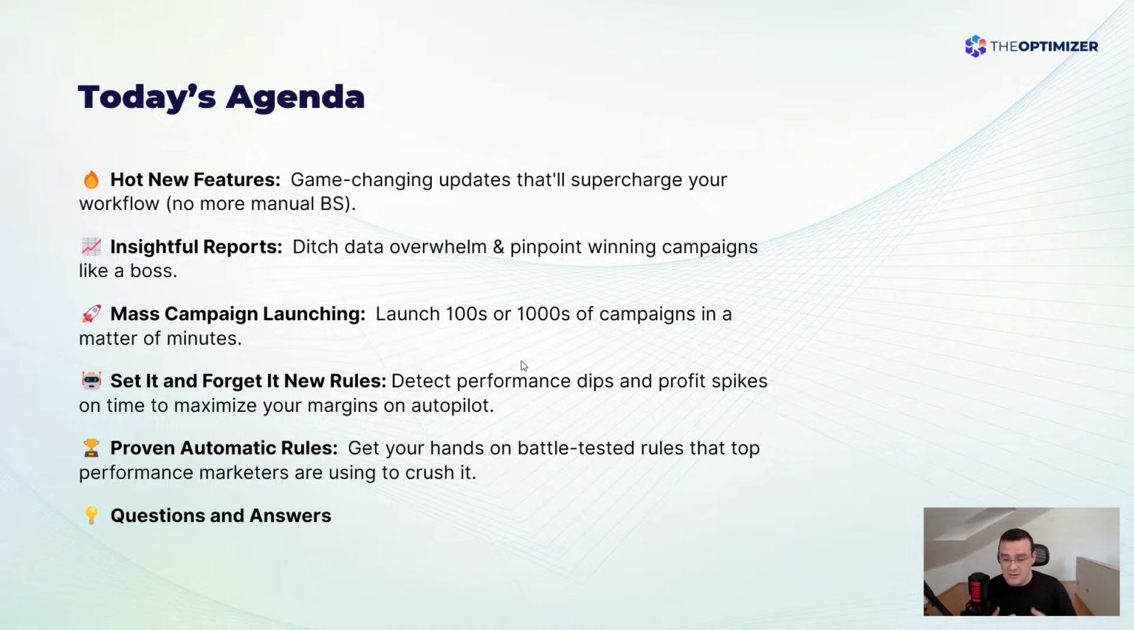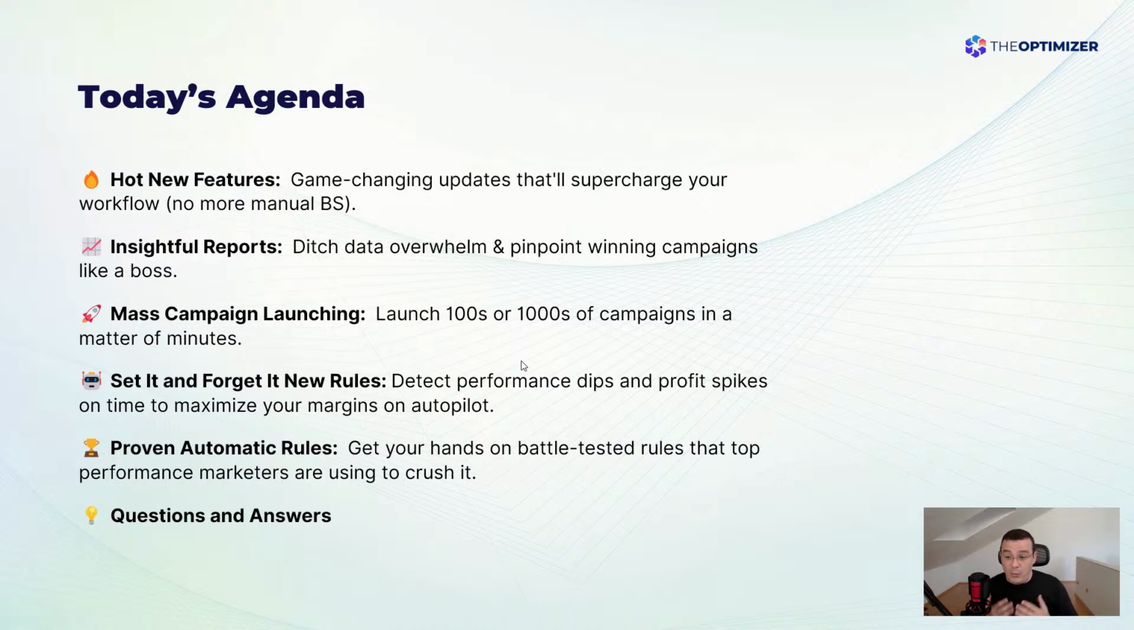Then we will go into the insightful reports and how our reporting system has changed recently, and what it does when it comes to pinpointing winning campaigns and understanding or catching negative trends. So we will talk about that as well. We will go over mass campaign launching, which nowadays, especially for arbitrage, which still stands to be a hot activity, and other smaller campaigns is the case when you need to launch hundreds, if not thousands, of campaigns in order to scale and test fast.